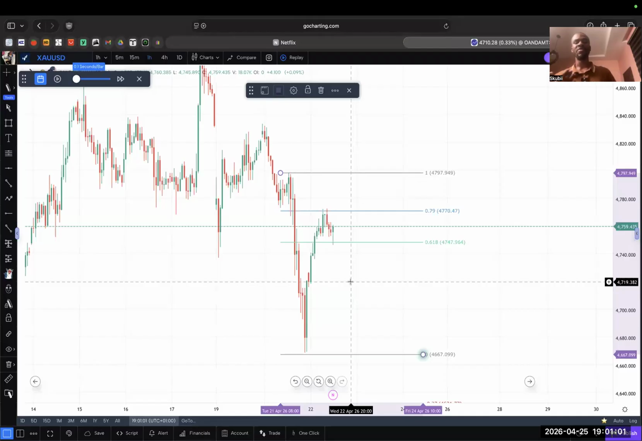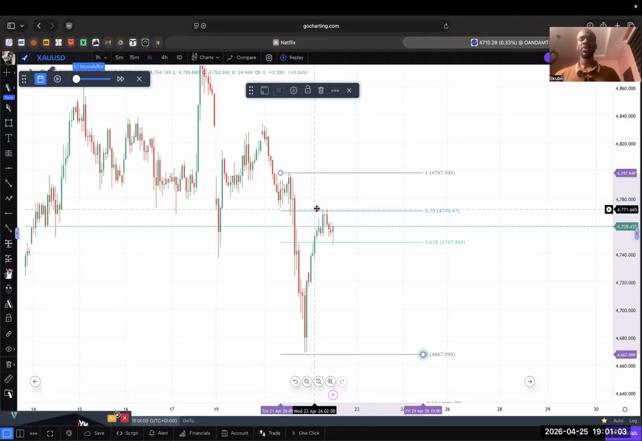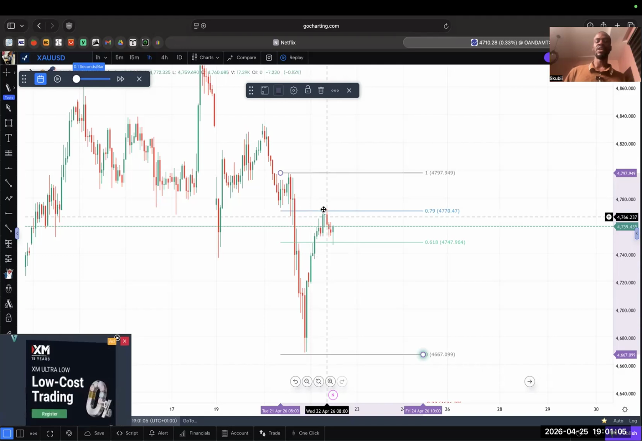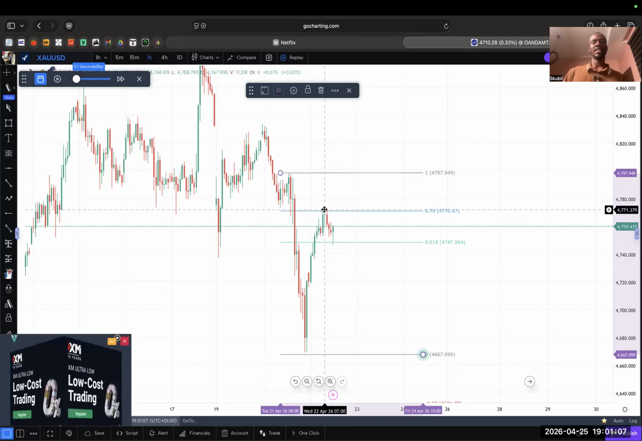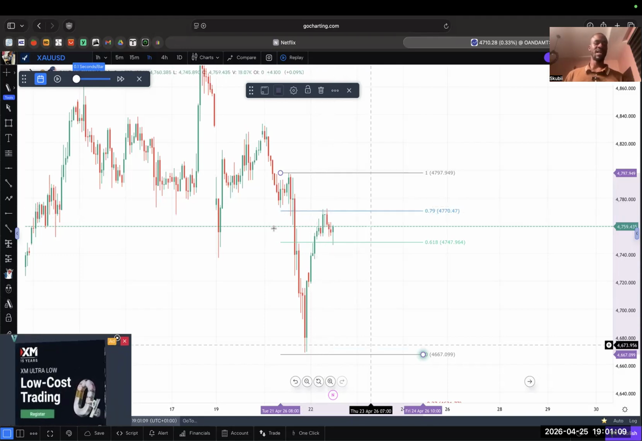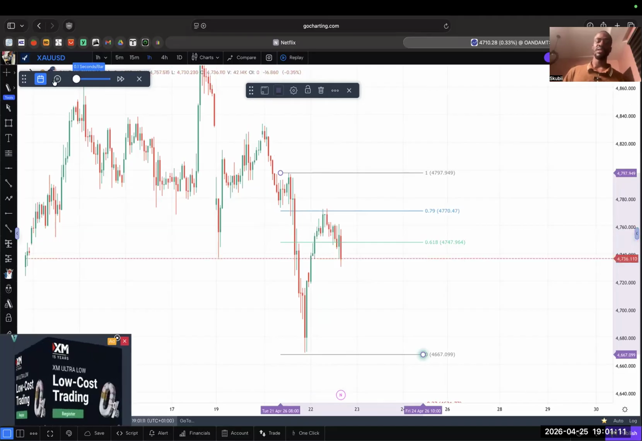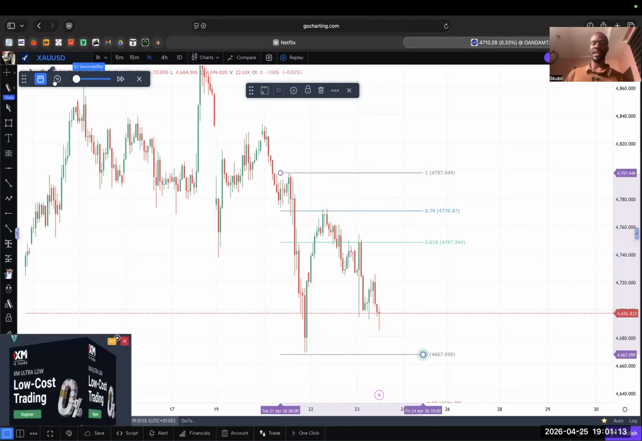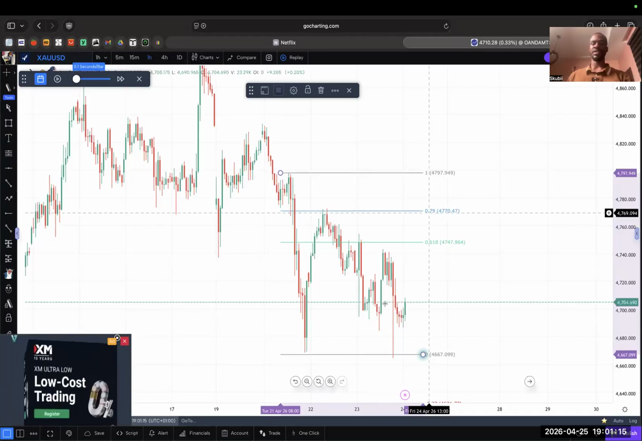Now, if you're familiar with Fibonacci, you know that your stop loss is supposed to be a few pips above that 0.79 level. Do you understand? That's where you're looking for a sell to the downside. And that's where price basically tapped before we got that sell to the downside. And I think eventually this one hit take profit.